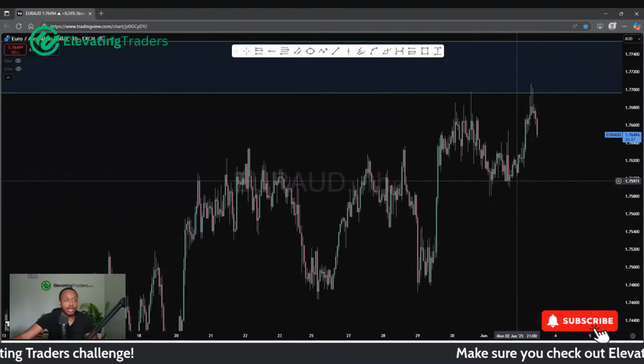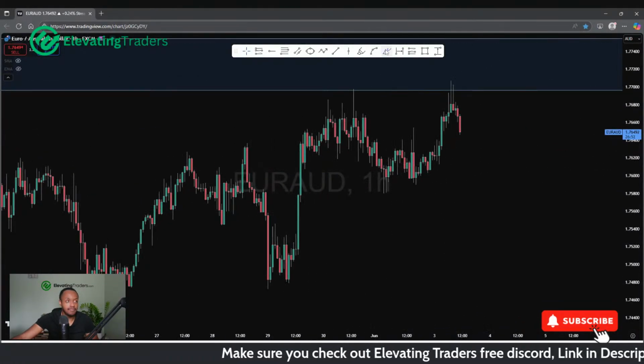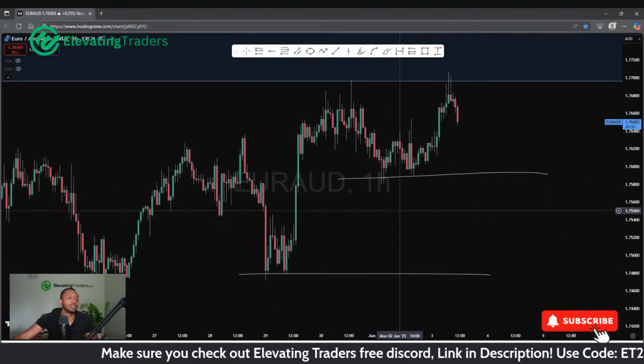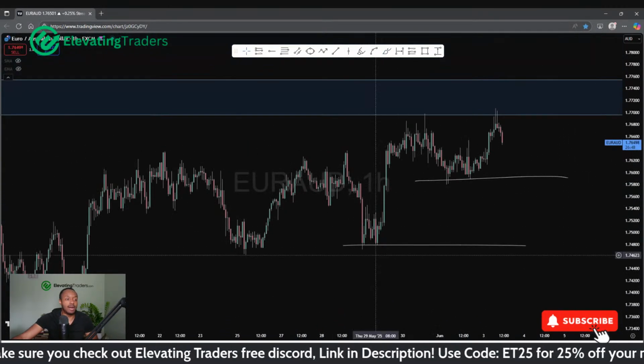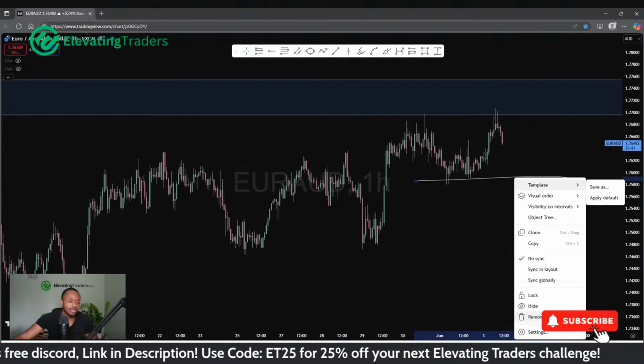But in terms of an entry, I think it makes a load of sense. Nice rejection, healthy area of resistance. Back to these areas, I think you're looking pretty good. Even back to this low, you could be looking at 1 to 2, 1 to 3 there. So decent risk to reward, I must say.